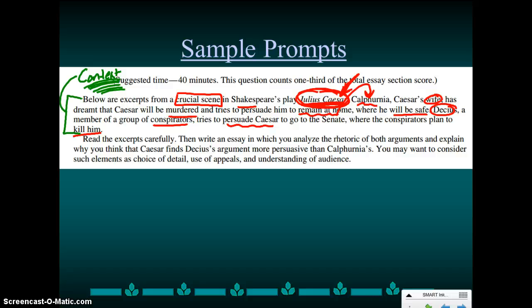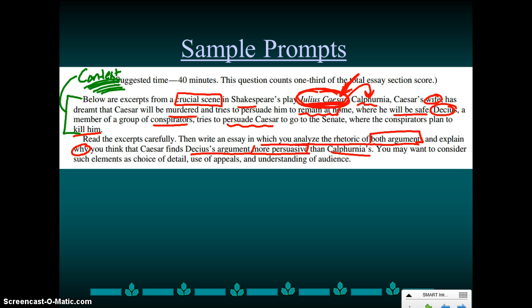Right? So then looking at the actual prompt here, read the excerpt carefully, then write an essay in which you analyze the rhetoric of both arguments. So I need to take a look at Calpurnia's and Decius's arguments and explain why you think Caesar finds Decius's argument more persuasive than Calpurnia's. So it's telling you right here, hey, Caesar agreed with Decius.